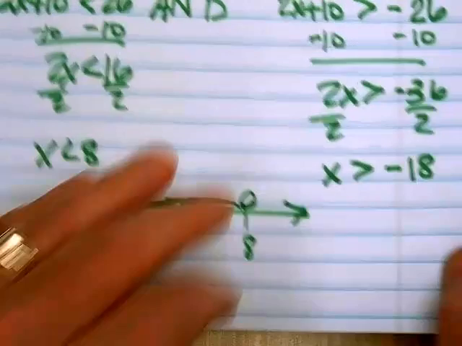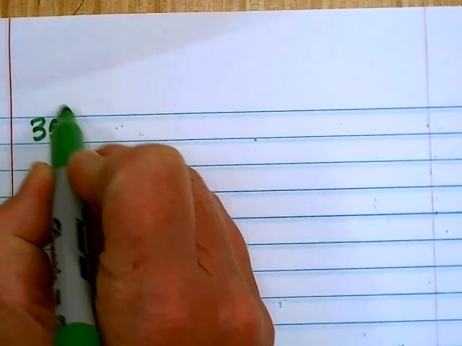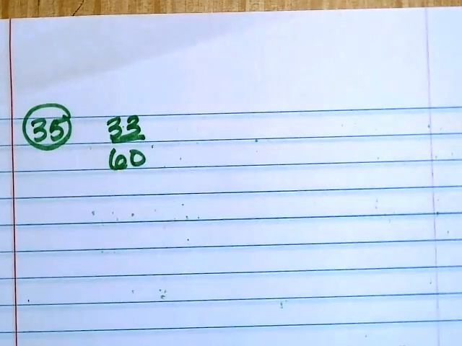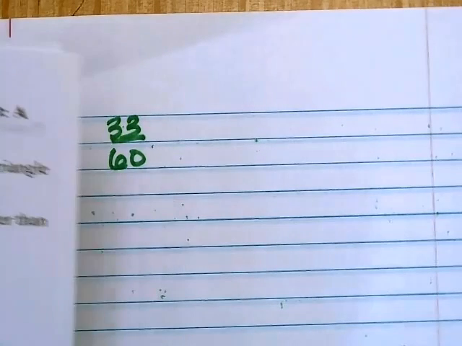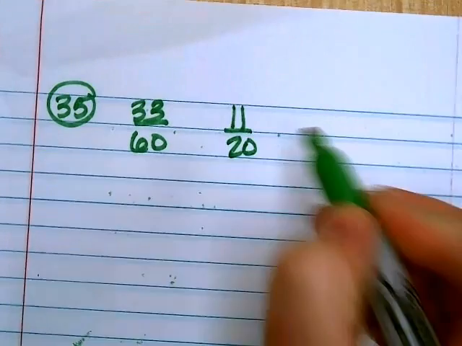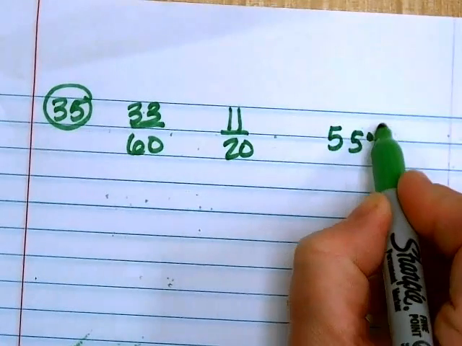35. Lynn and Dawn tossed a coin 60 times and got heads 33 times. What is the experimental probability of tossing heads using their results? 55%. What was 34 again? 33 out of 60, which reduces to 11 out of 20, and yes, it would be 55%.